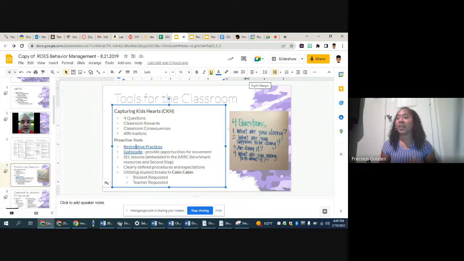Go Noodle has great exercises where they can, what is it called? I forget the name of the Go Noodle exercise. I went to a training and I'm going to add it to the link when it comes to me. But there's a lot of exercises where they're learning at the same time while they're moving. They can ask questions. It's like a response, and then just getting those wiggles out.